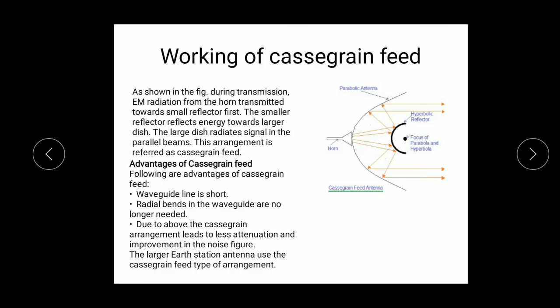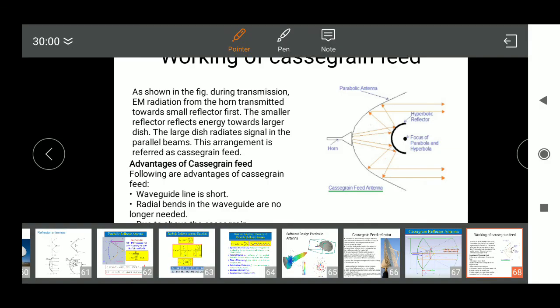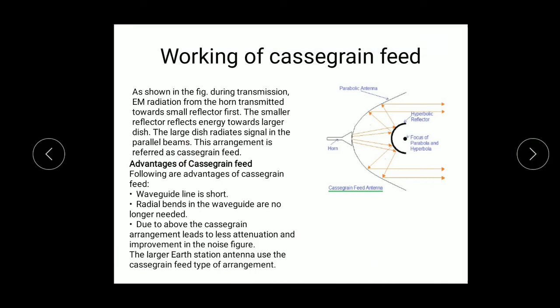What is the working, basically? As shown in the figure, during transmission, the EM radiation from the horn is transmitted toward the small reflector first. The smaller reflector reflects energy toward the larger dish. This again reflects the energy toward the larger dish. The larger dish radiates the signal in parallel beams. After this, the larger reflector radiates the energy in parallel format. This arrangement is referred to as Cassegrain feed.